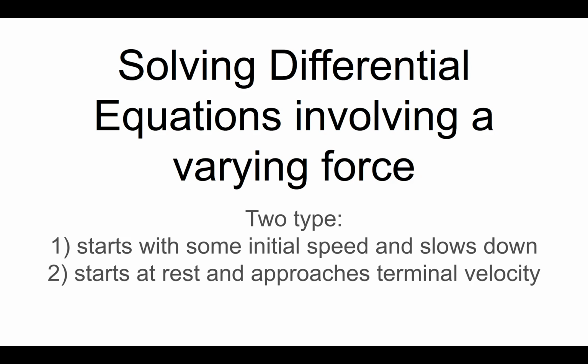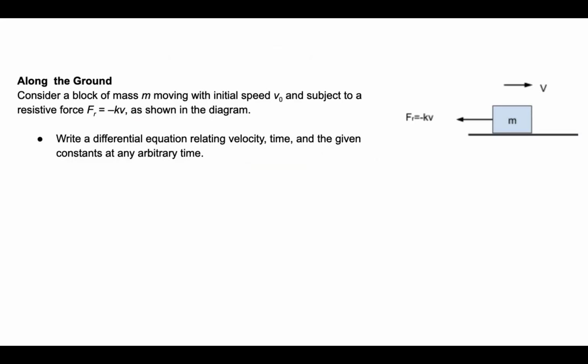But essentially, we're looking at two types of varying force equations that are going to deal with resistive forces. So one, the object's going to start with some initial speed and slow down, and then the second one is going to start at rest and it approaches some terminal velocity. So you can see type 2 is like the coffee filter lab where we drop it down there. All right, so let's look at the first one.